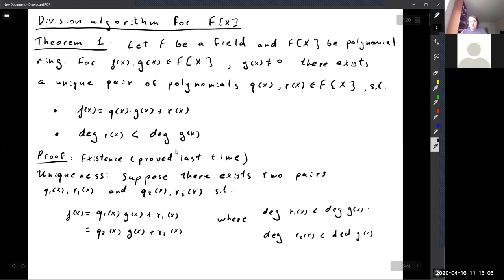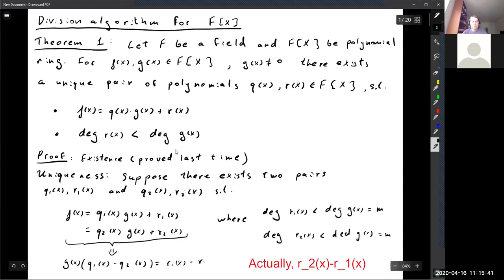Okay, so let's call the degree of g of x to be m. And let's look at the following. From this, if we just equate both sides and combine the terms in front of g of x on the left-hand side, what we'll get is that g of x multiplied by q1 of x minus q2 of x must be equal to the difference of the remainders, right? r1 of x minus r2 of x.